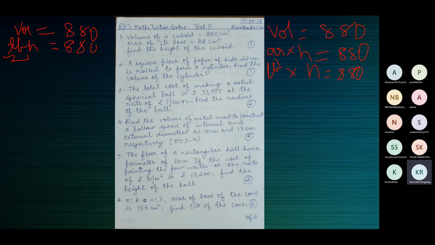So this is what is given. L into B is given, 88. 88 into H is equal to 880. So H is equal to 880 by 88, which is 10. If the area of the base is 88 centimeter square and the volume is 880 centimeter cube, then the height of the cuboid should be 10 centimeters.